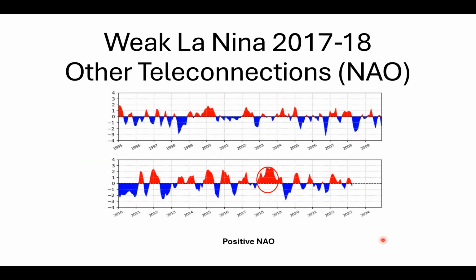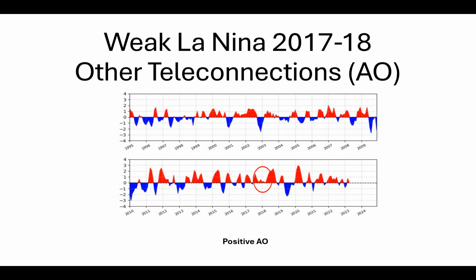Now, what were the other teleconnections like during the weak La Nina winter of 17-18? Well, look at this. Whoa! Look at this red spike here in 2017 into 18. Really, most of 2018 had a strongly positive North Atlantic oscillation. And that's really not going to get winter weather in here when you get the strongly positive NAO. The Arctic oscillation, on the other hand, also matched up and was positive. You see the red spikes here. And that was also strongly positive for pretty much all of 2018.